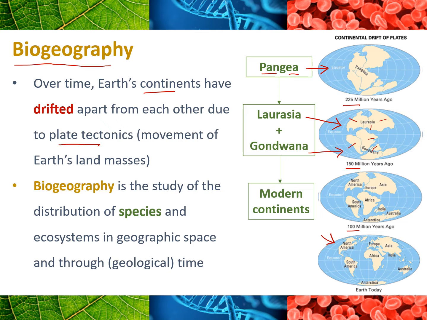So biogeography is the study of the distribution of species as well as ecosystems. So, jungle environments, deserts, plains, all of those kind of things, mountain ranges, in geographic space and through geological time. So basically it's just looking at where different species are found, whether they are current species or extinct species, and seeing what kind of information that gives us.